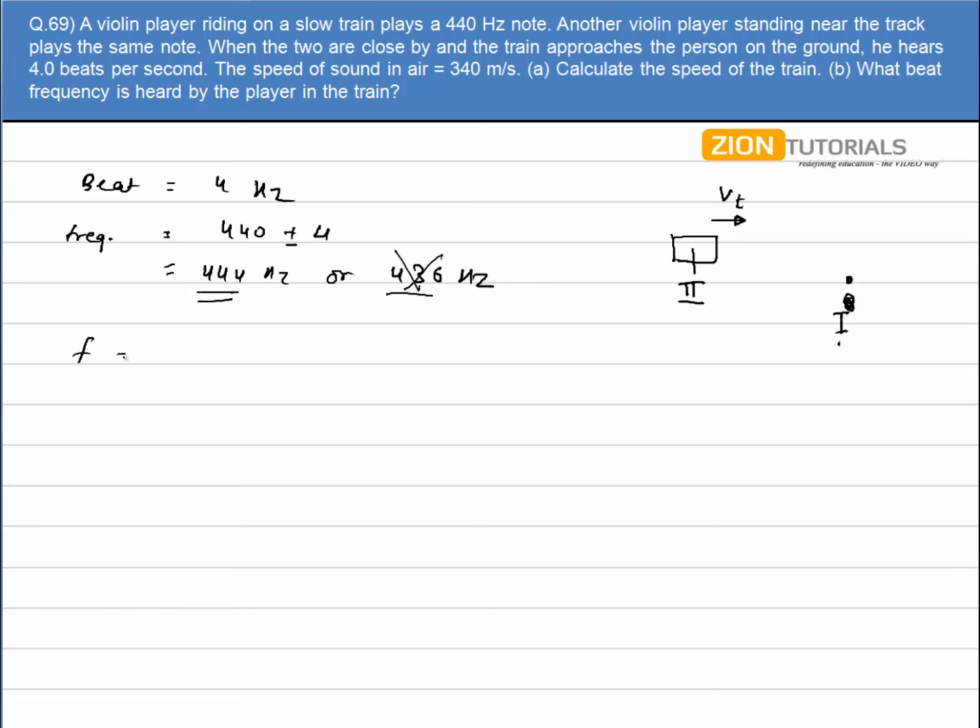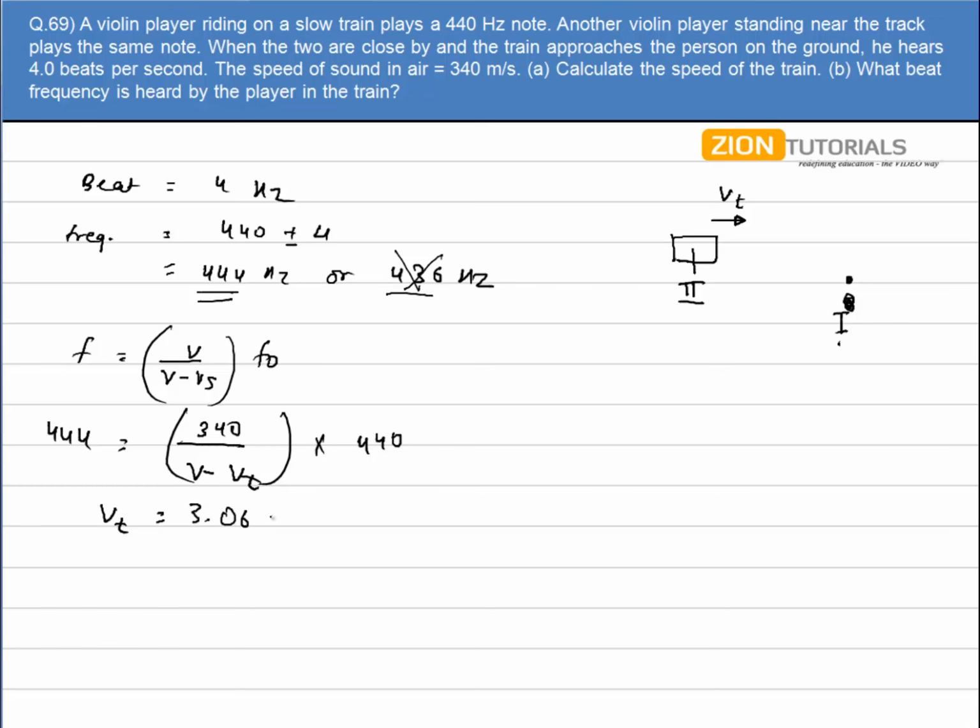So f, the frequency heard by the first guy, can be written as f = V/(V − Vs) × f0. So I have 444 = 340/(340 − velocity of source, that is the velocity of the train) × f0, that is 440 Hz. Just solve this equation for the velocity of the train. I get the velocity of the train as 3.06 meters per second, or nearly 11 kilometers per hour. That is the answer.